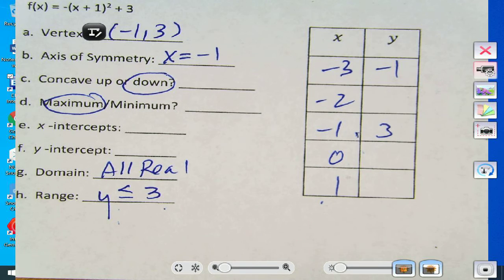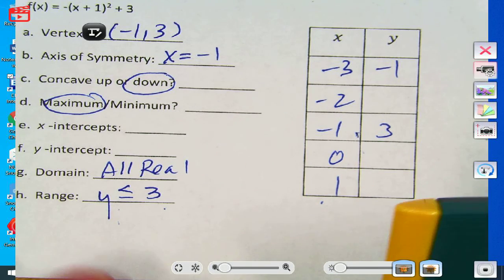Now the y-intercept: in this one I can look and see the y-intercept is negative 3. Do you understand that? It's where it's crossing the y-axis. But sometimes you won't see it cross the y-axis. If you don't see it cross the y-axis, just put a 0 for x and that'll give you the y-intercept.